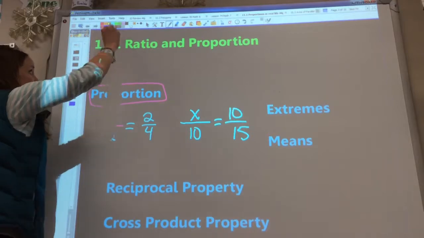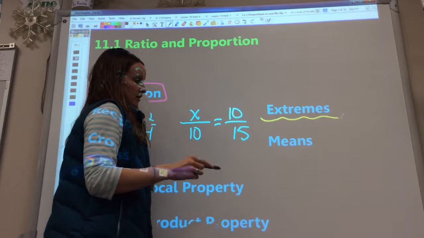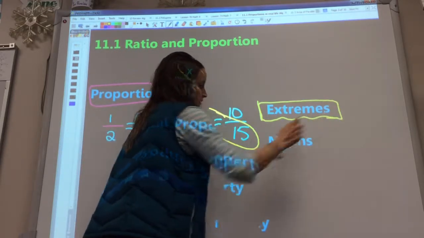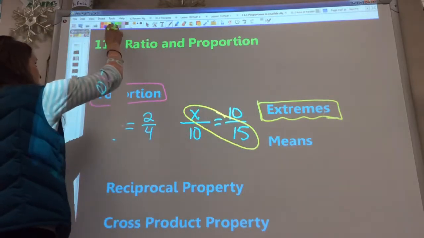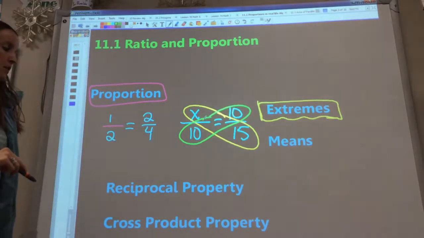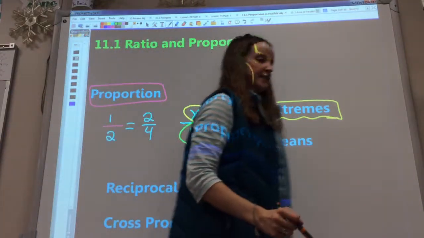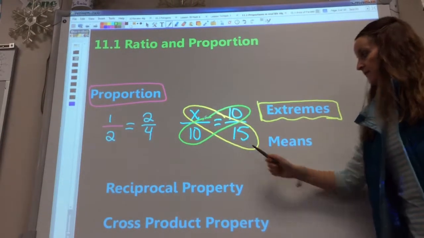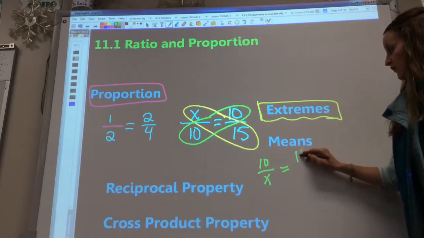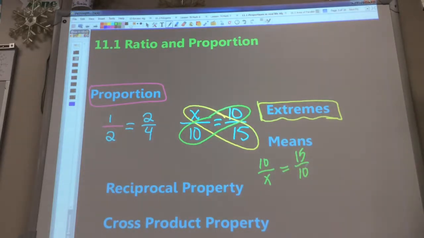And then when your book asks you, what are the extremes? All right, the extremes are these guys, and the means are these two. Now, just to let you know what the reciprocal property is, if we use this original, the reciprocal property would just say that 10 over x equals 15 over 10. So it just flips both of them. And that's what we call the reciprocal property.